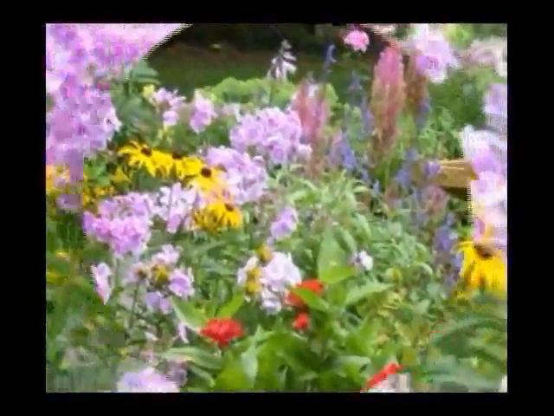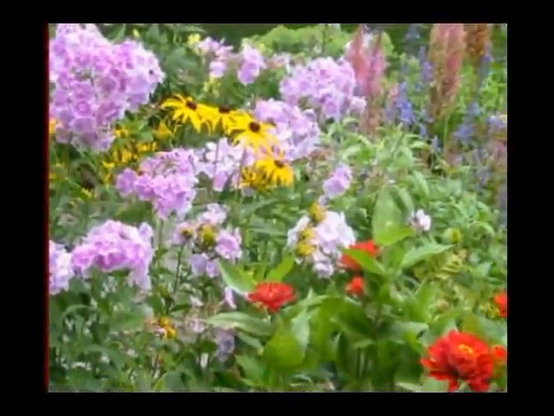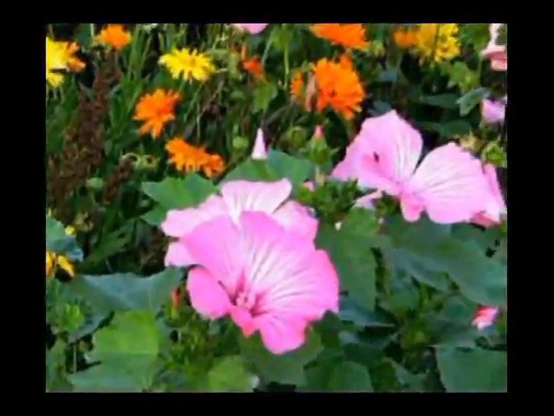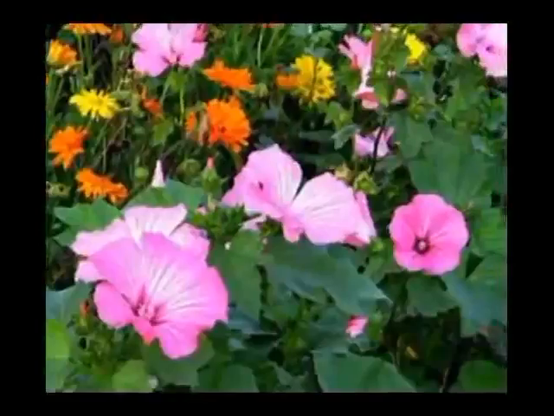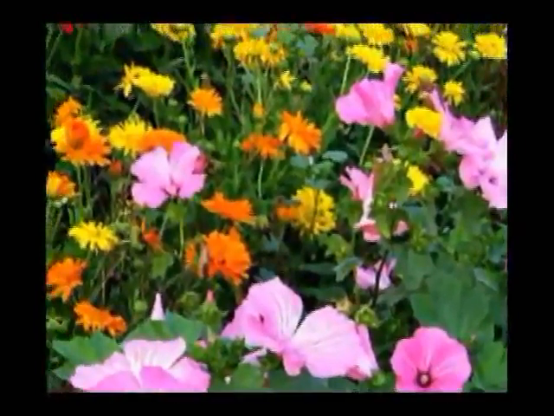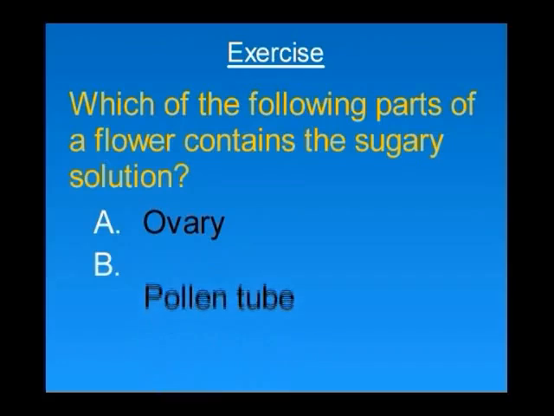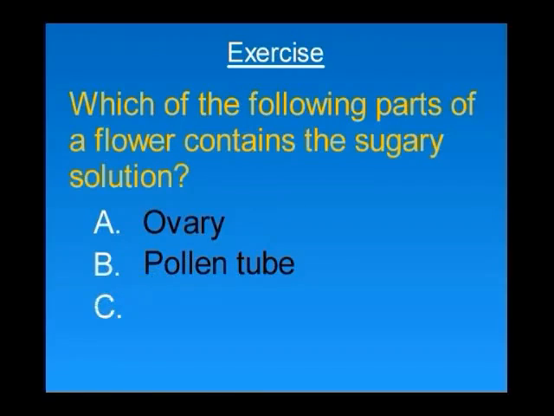The next time you visit a garden or a park, try to identify the different parts of any flower you come across. Now, here is an exercise for you. Tell me, which of the following parts of a flower contains the sugary solution? A. Ovary. B. Pollen tube. C. Nectary. D. Stigma.